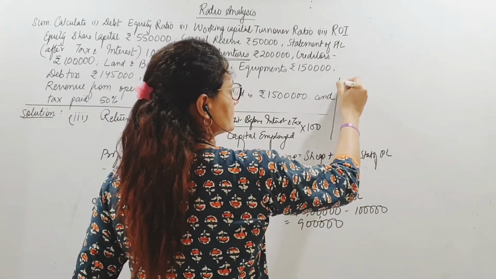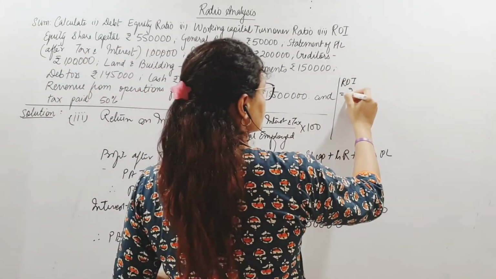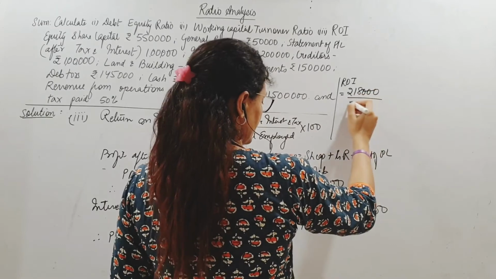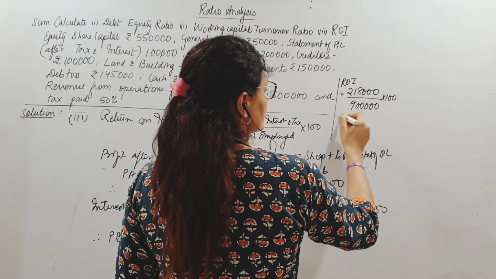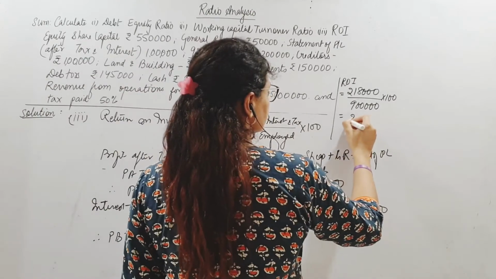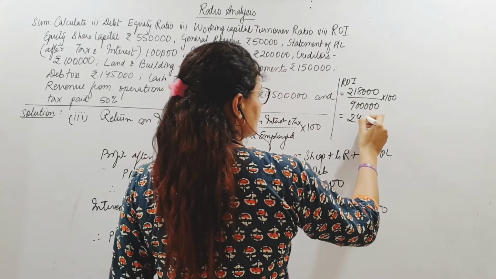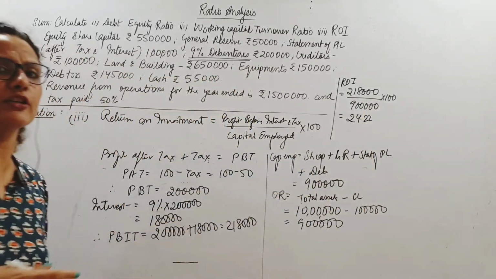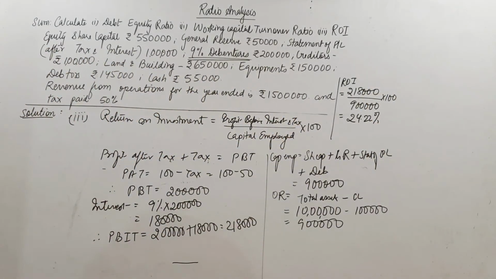Meaning your return on investment, I am doing it here. Return on investment is equal to 2,18,000 by 9 lakhs into 100. Alright, so this comes to around 24.22, I think it's a recurring decimal, 24.222 something like that. We'll keep it at 24.22 only. Fine. Percent. Don't forget to give the percentage sign. So this is our return on investment also.